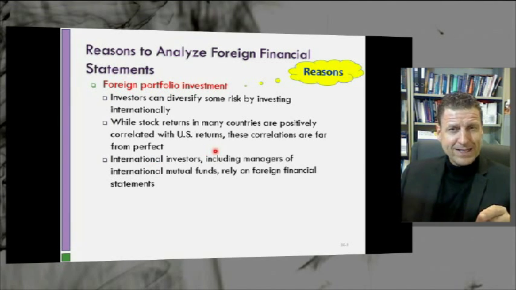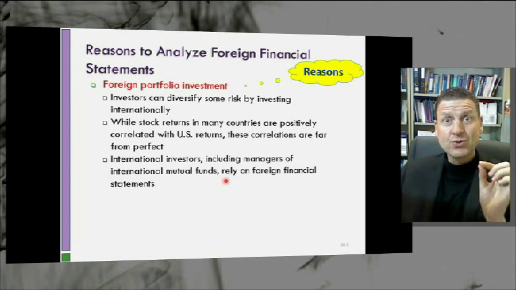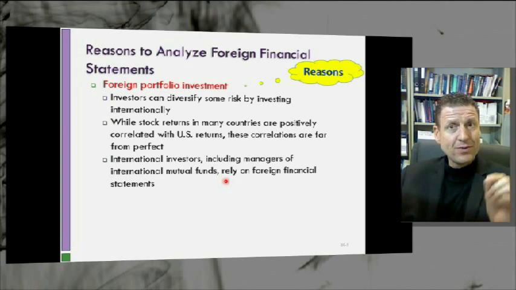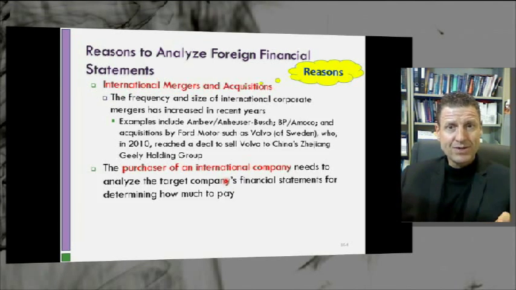Besides, international investors, including managers of international mutual funds, rely on foreign financial statements. And so this is very important. This is a very important reason to analyze foreign financial statements.